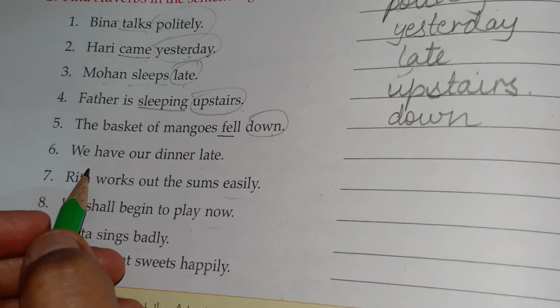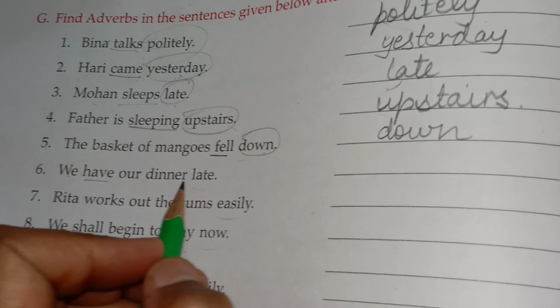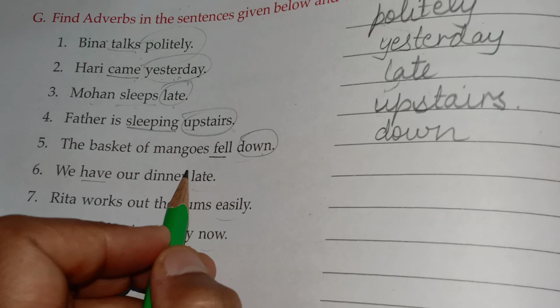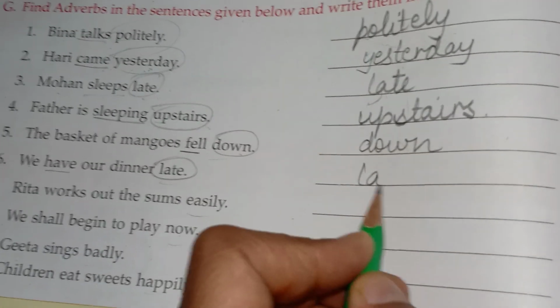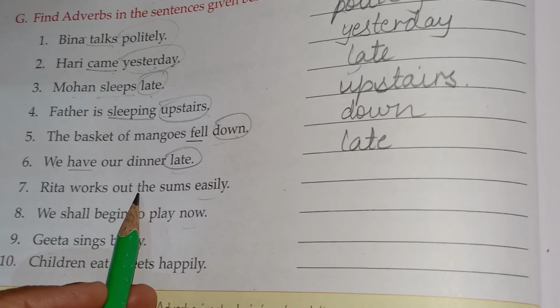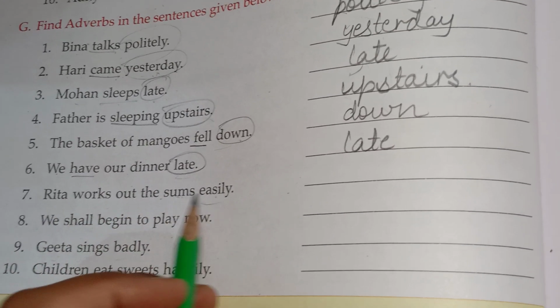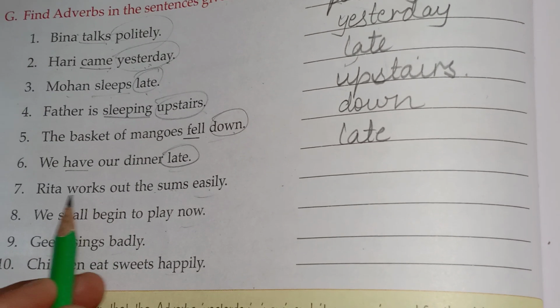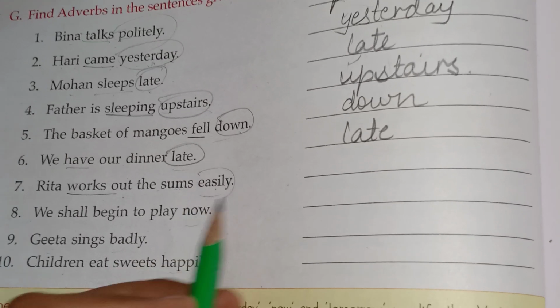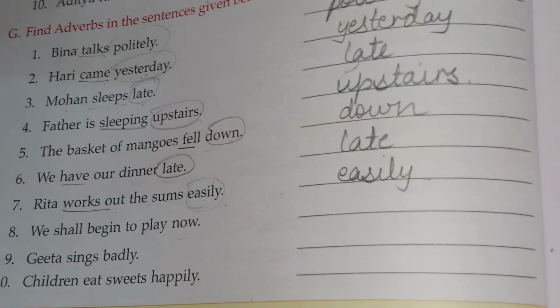Coming to the sixth sentence, we have our dinner late. Have is a verb and how do we eat? Late. So late is the adverb. So we will write it here. Okay. Then the seventh sentence, Rita works out the sums easily. Now works out is the verb and how does she do the sums? Easily. So easily is the adverb. E-A-S-I-L-Y, easily. Is that clear?